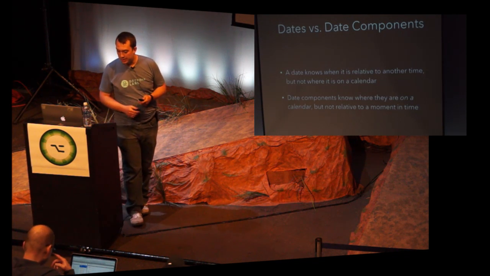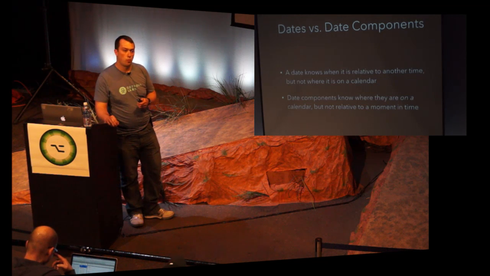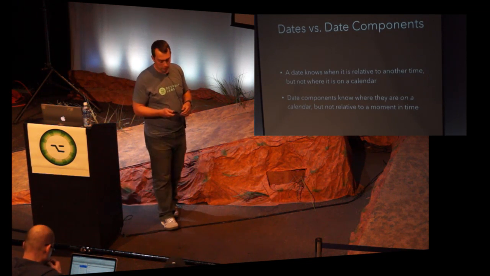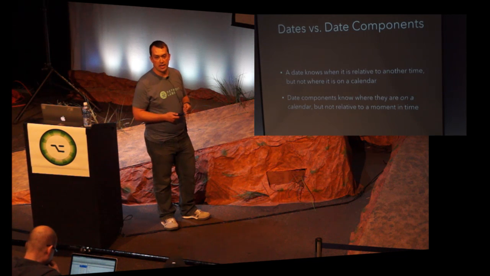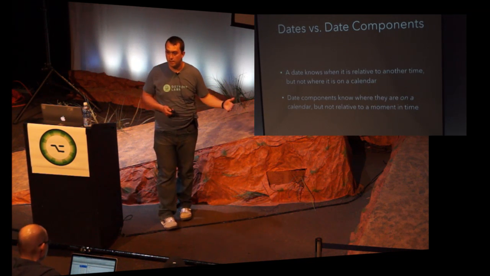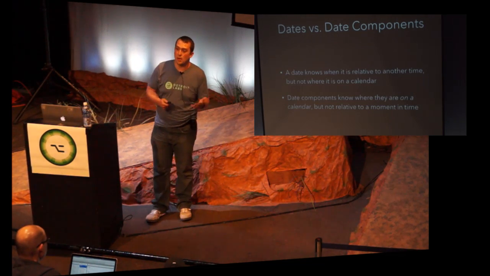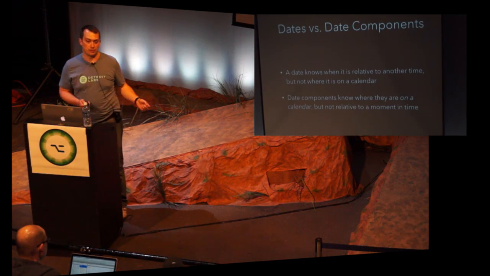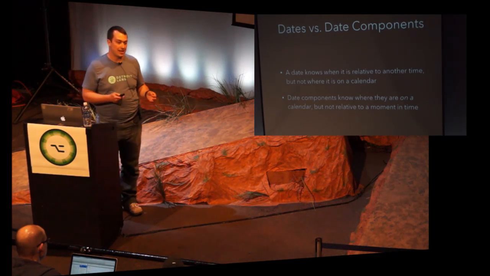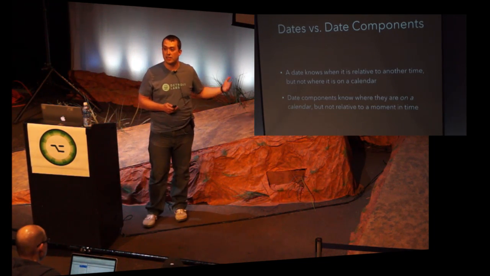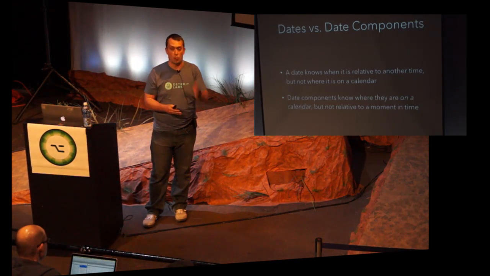And date components, they know where they are on a calendar, but not in time. So if all you know is that it was 9 a.m. on a certain day, and another date component is 10 a.m. on a certain day, you can't reason about whether one of those was before or after because you don't know the time zone. And so there's not mathematical certainty. Whereas with an NSDate, this is a moment in time. I know when that is.